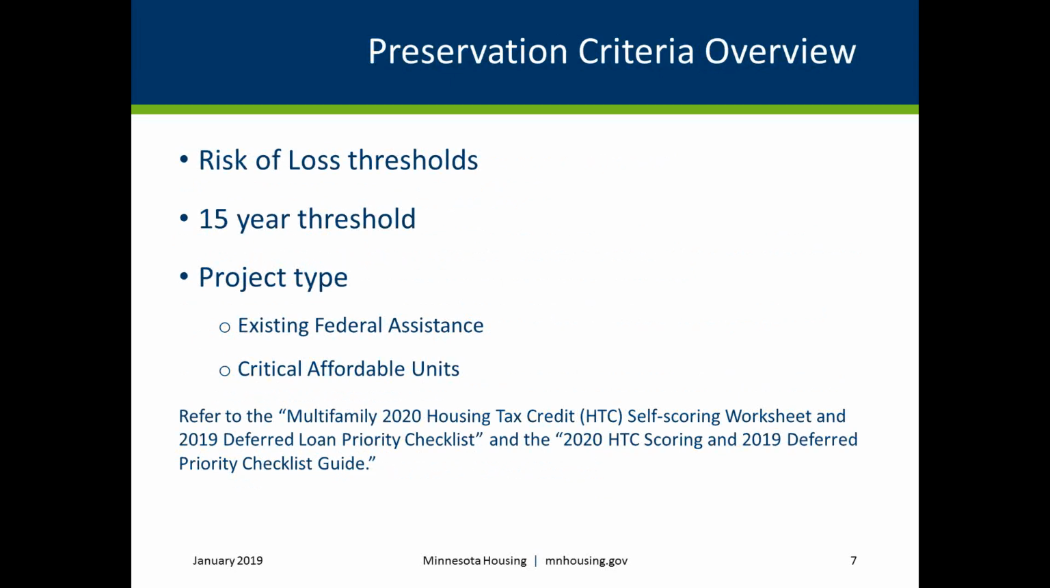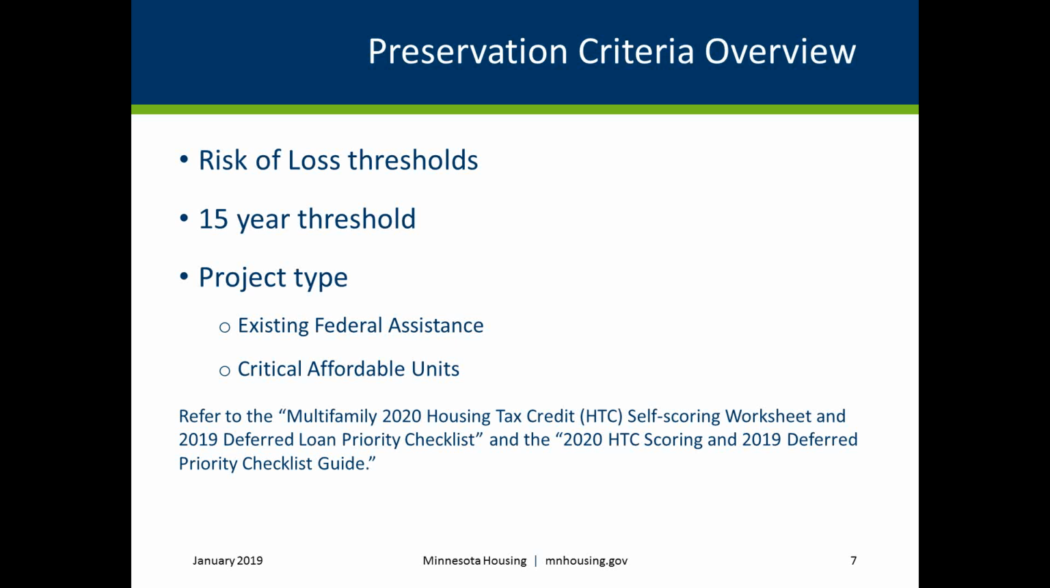Preservation applications are evaluated on the following criteria. These criteria are the same for both tax credit and deferred funding applications. Does the project meet one of the 3 risk of loss thresholds? The risk of loss thresholds will be reviewed on the next slide. Have 15 years passed since the award of federal assistance, the closing of the loan that created rent and income restrictions, or the last placed in service date for tax credits? What is the preservation project type? Is it existing federal assistance or critical affordable units?